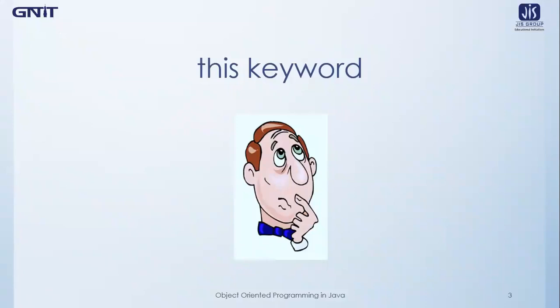Let's first learn about this keyword in today's lecture. This keyword has two main uses in Java. The first one says that this keyword can be used to invoke the current class object. Whenever an object of the current class is being created, this keyword can be used to invoke or call that current class object. So let us do an example program to better understand the concept of this keyword.